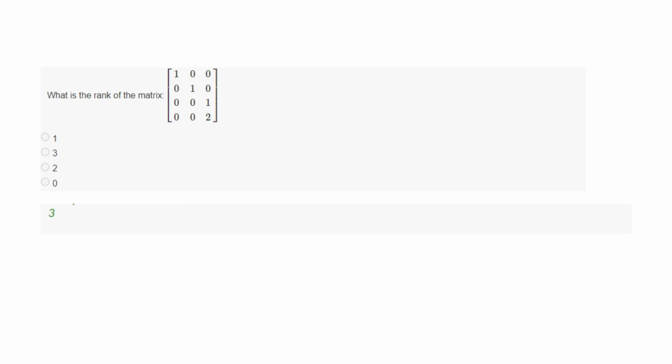And the term linear combination is very important. You need to combine linearly. You cannot do square roots or stuff like that. You have to do linear operations on this. So all three columns of the matrix are linearly independent, and hence the rank of the matrix is 3. So moving on to the next question.